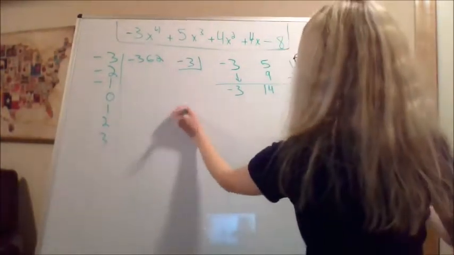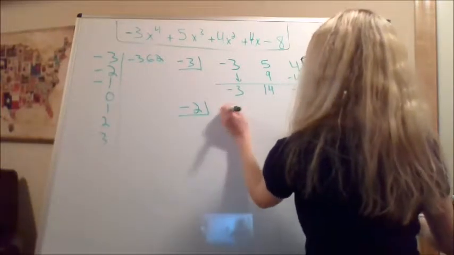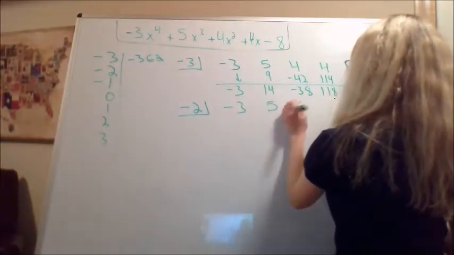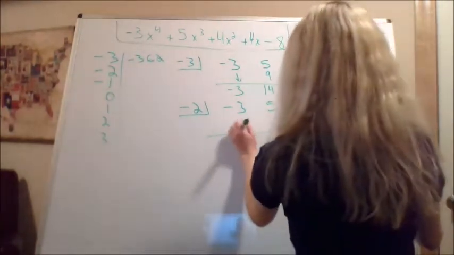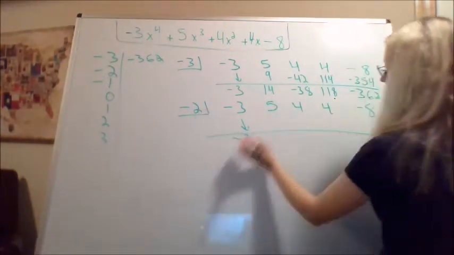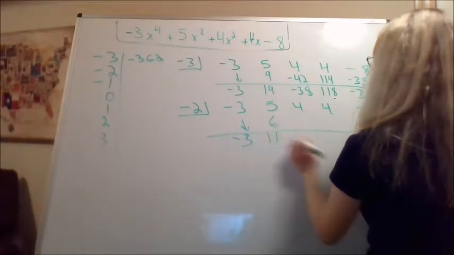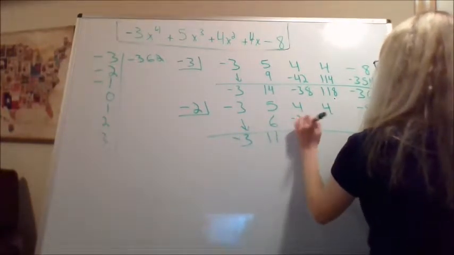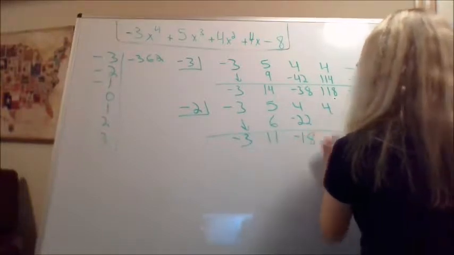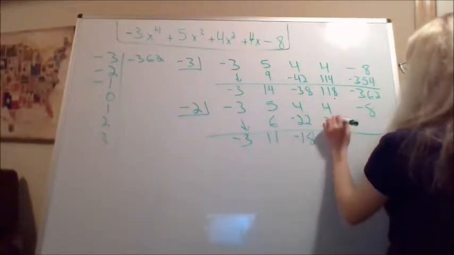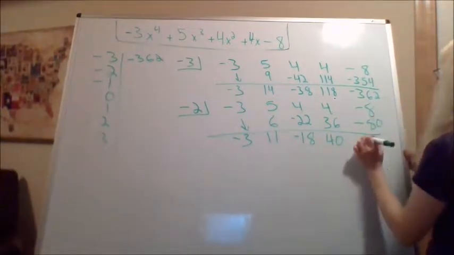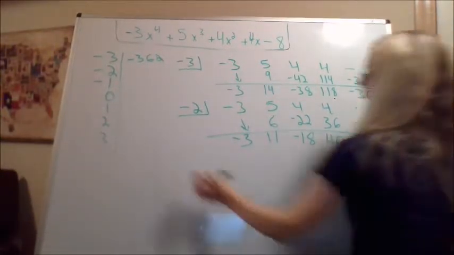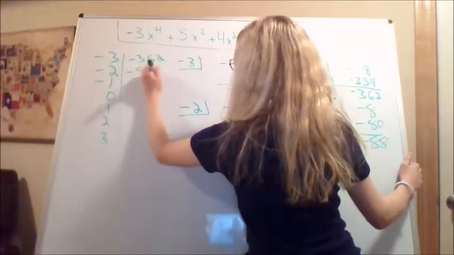Next, we're going to check -2. So -2 in the corner, and we have our coefficients again. Draw our line, bring the -3 down. That's 6, 11, -22, -18, 36, 40, -80, -88. So we have -2, -88.